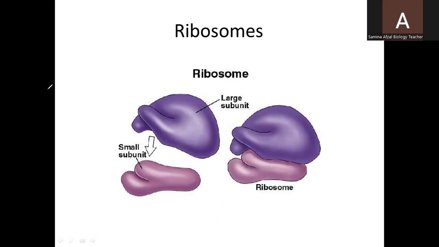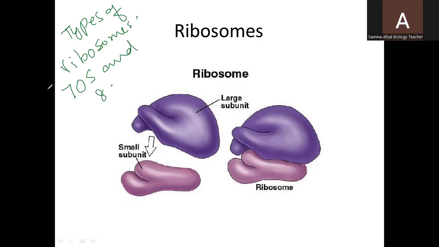I would like to add that there are two types of ribosomes: 70S and 80S. What does S stand for? The S stands for Svedberg unit.